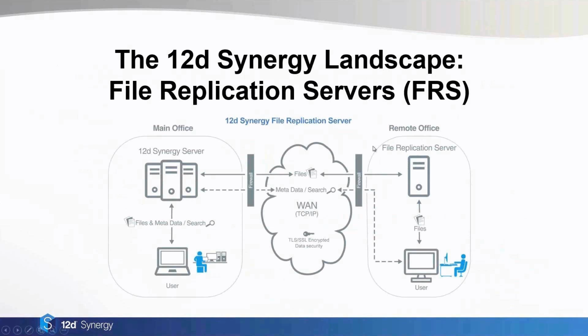So with a file replication server, you put a file replication server at each of your remote offices, and instead, when you request a file, the users get the files from there instead. And overnight, or at various scheduled intervals, the synchronization occurs to transfer files between your 12D Synergy server and all your remote file replication servers.